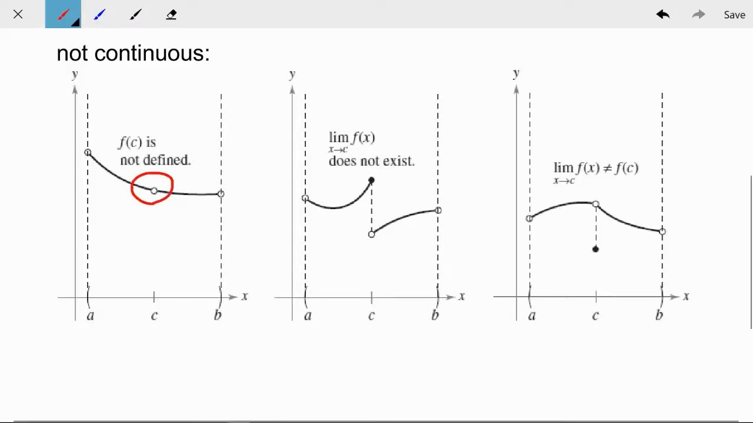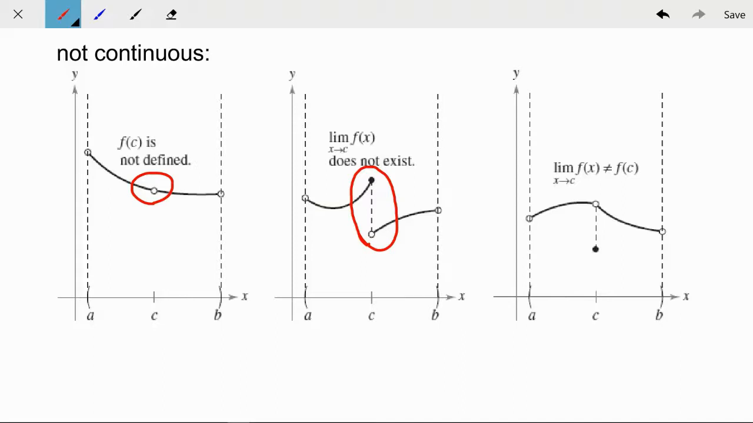On the first one, there's no function value defined at c. So this function is not continuous at c. For the second one, you can see that our left-hand limit and our right-hand limit are not matching up. So our limit value actually doesn't exist at c. Again, it's not continuous because the limit value doesn't equal the function value.